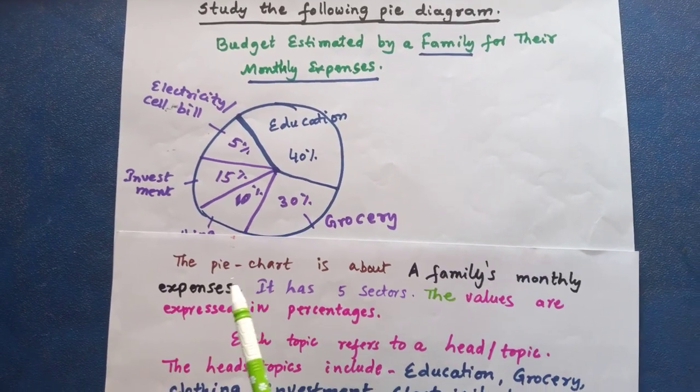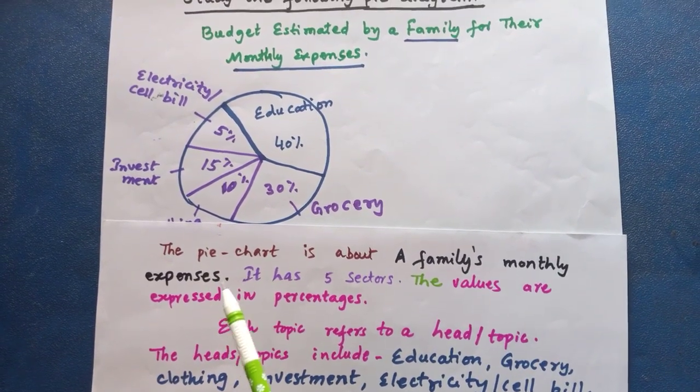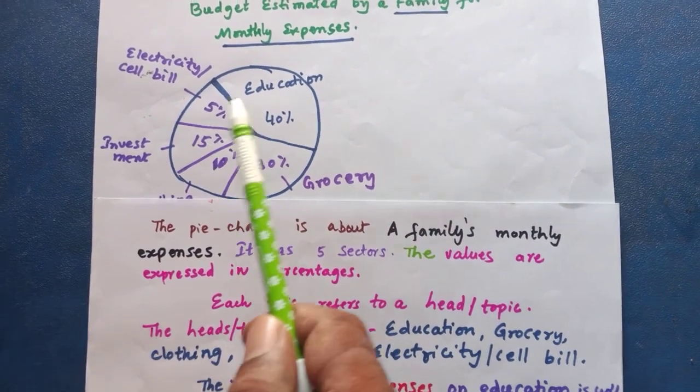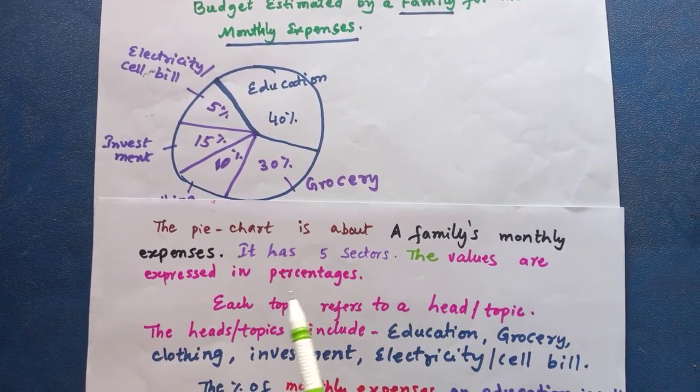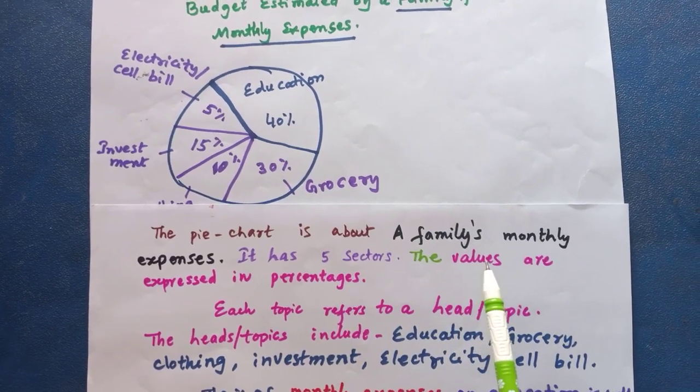First, introduction. The pie chart is about a family's monthly expenses. This is the heading. It has 5 sectors. These are the parts, and the values are expressed in percentages. These are the values. So this is the introduction part.